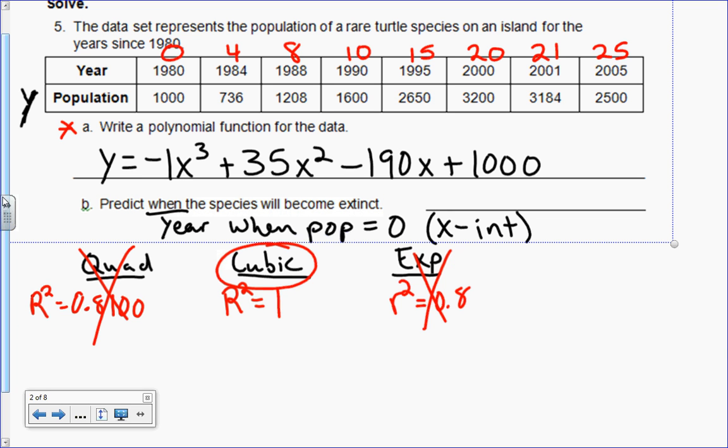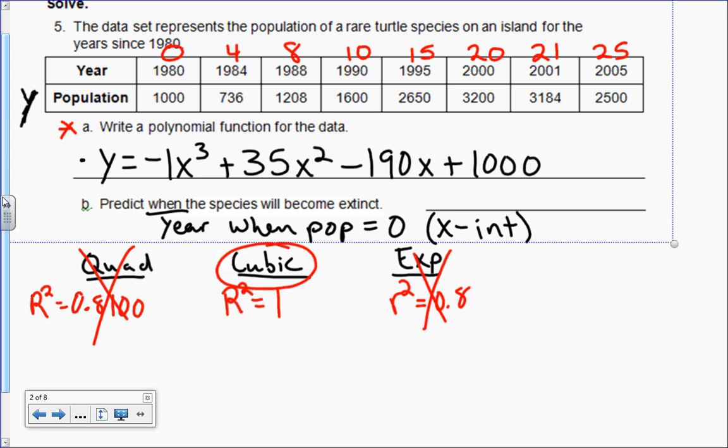You can use the vars key, or you can just go to y equals and type in this equation that you wrote down for a. -1x to the third, plus 35x to the second. And again, I'm typing this in y1, minus 190x, plus 1,000.